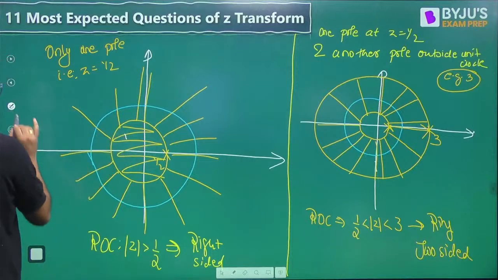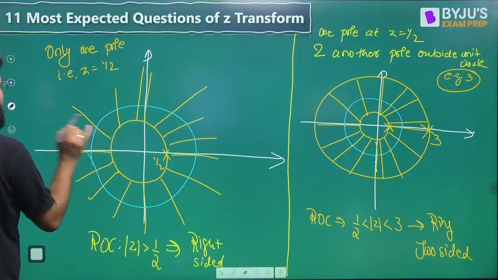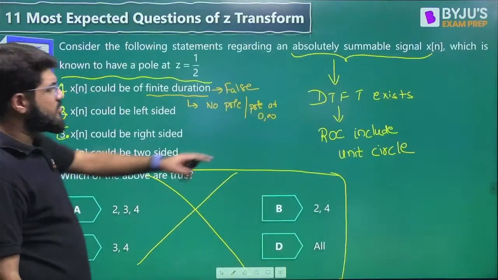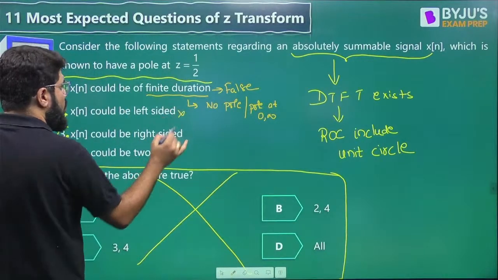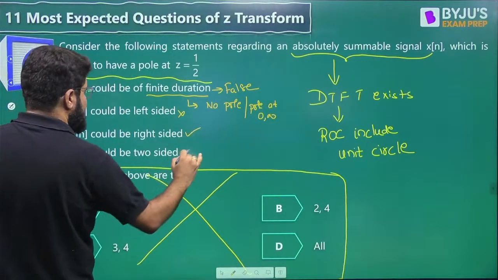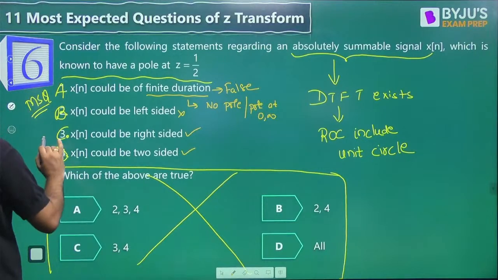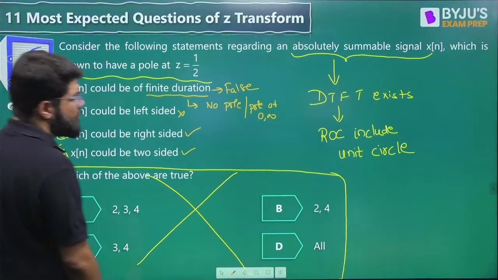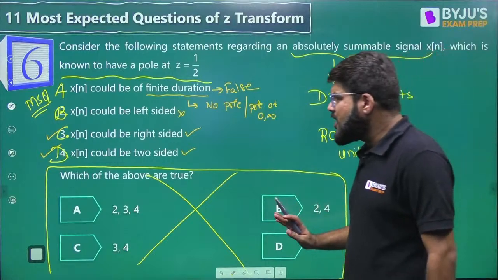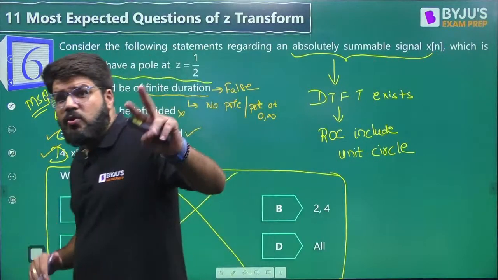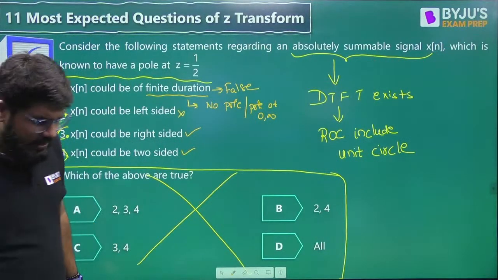Who said the unit circle has to come? The question itself tells you. That is why left-sided is also wrong. This is right and this is right. So the correct answers to the question are option C and option D. It is a multiple select question where C or D could be correct. It could be right-sided or it could be two-sided. These are the two possibilities.